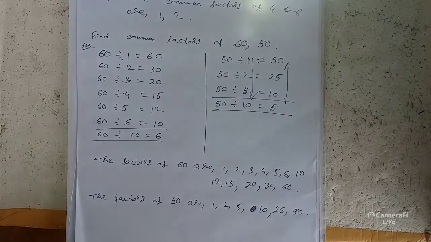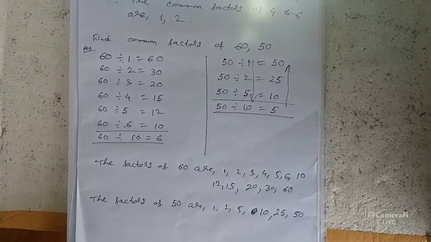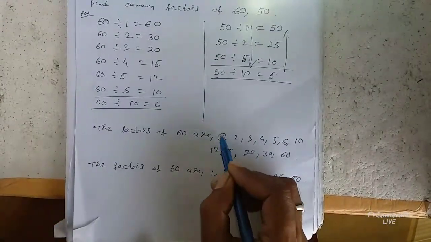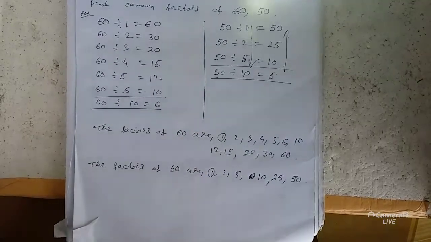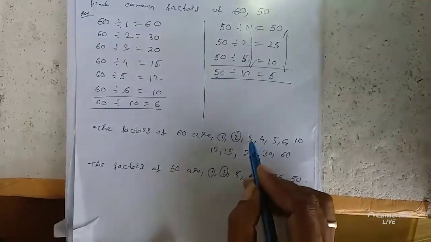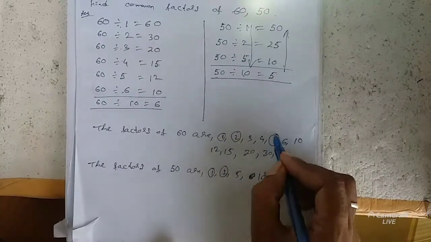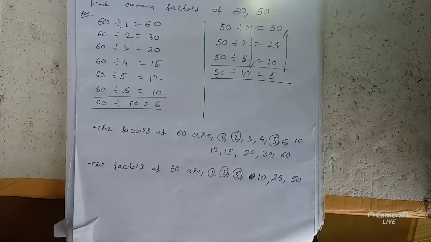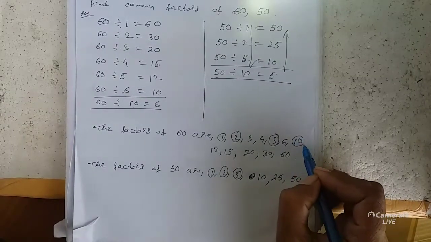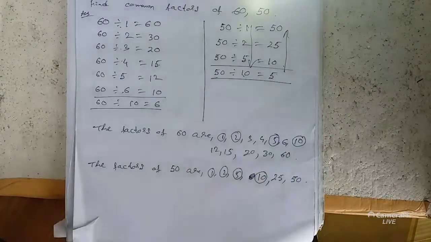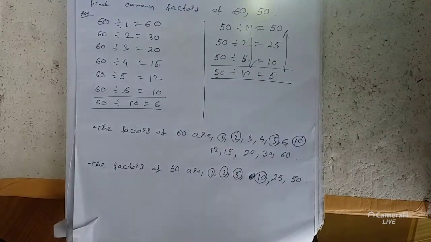Now we will find the matching factors from both. What are the common ones? 1 is common, 2 is a common factor. Next 3, 4 are not here, 5 is a common factor. Okay. Next, 10 is a common factor. After 10 there is nothing common. So these are the common factors.